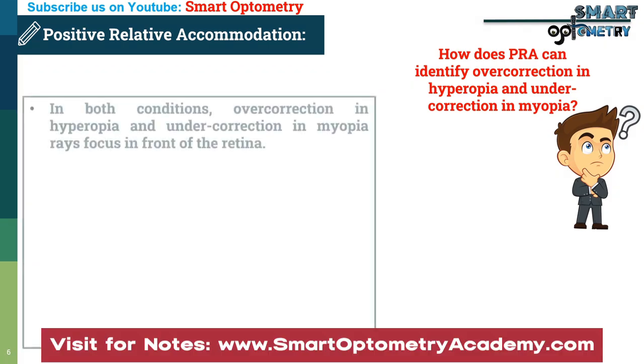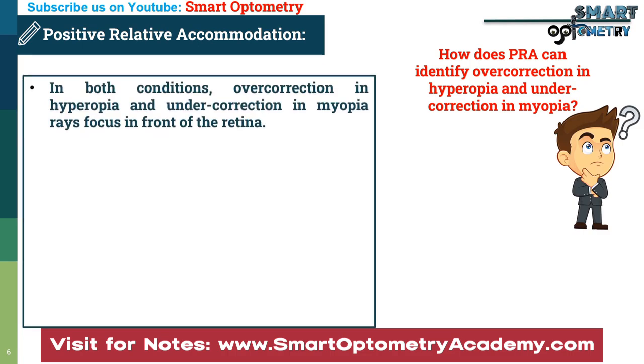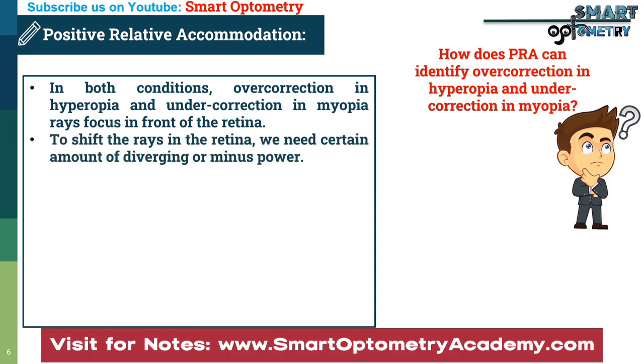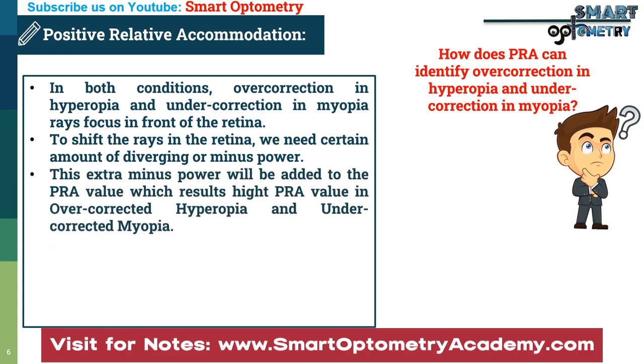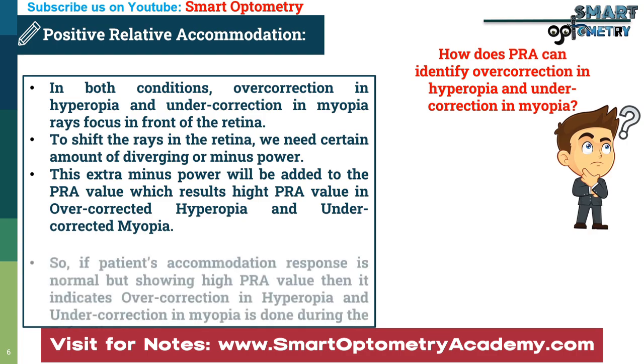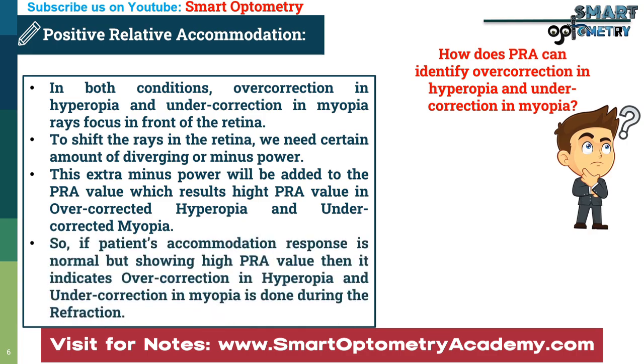In both conditions, overcorrection in hyperopia and undercorrection in myopia, the focus is in front of the retina. To shift the rays onto the retina, we need a certain amount of diverging or minus power. This extra minus power will be added to the positive relative accommodation value, which results in a high positive relative accommodation value in overcorrected hyperopia and undercorrected myopia. So, if the patient's accommodation response is normal but shows a high positive relative accommodation value, then it indicates overcorrection in hypermetropia and undercorrection in myopia during the refraction.